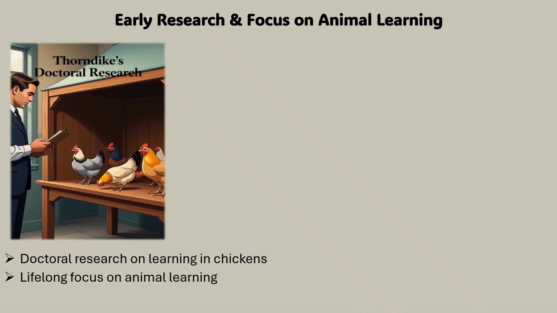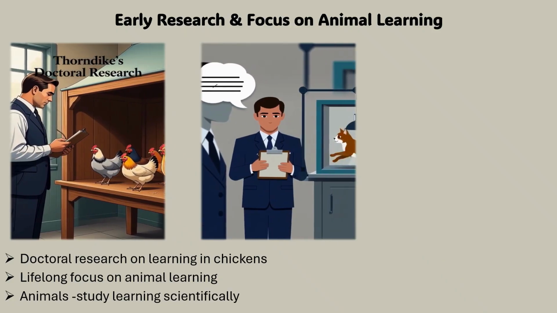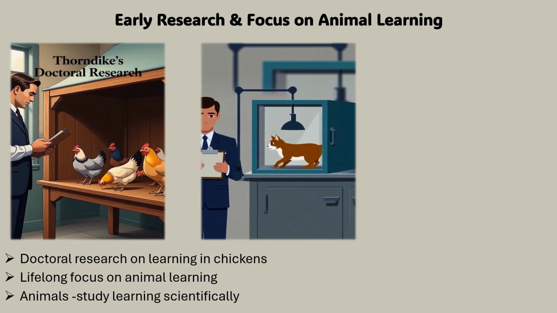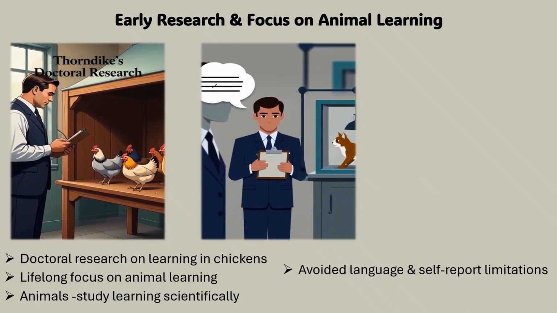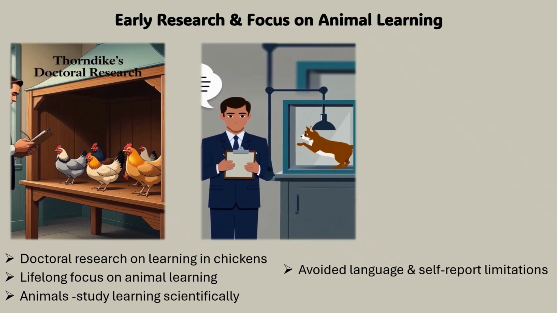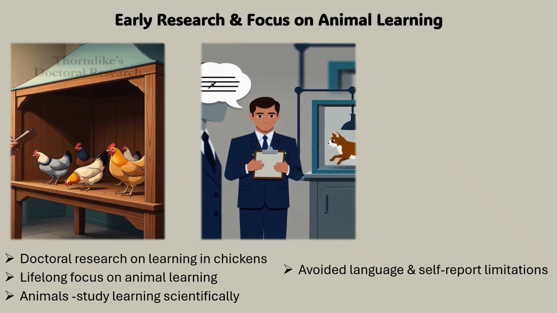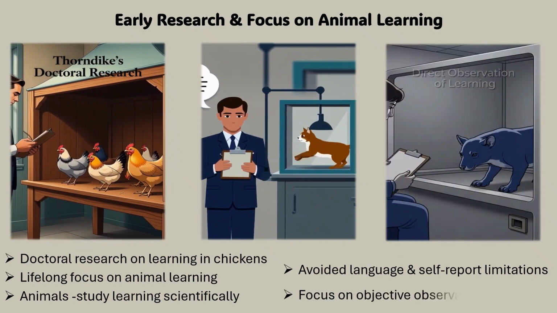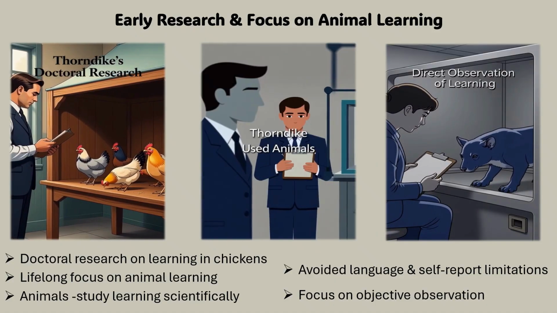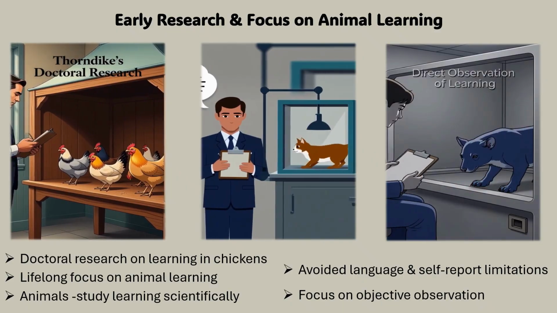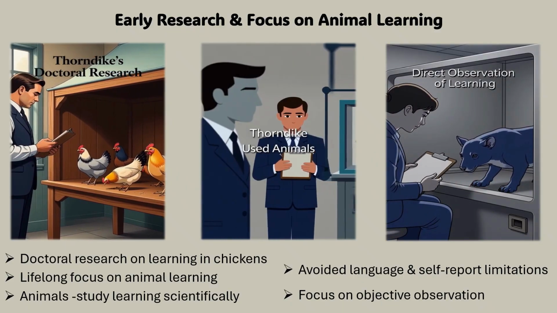He specifically chose animals as his subjects because he aimed to study learning scientifically and objectively. By using animals, he could avoid the complications associated with language, introspection, and conscious self-reporting. This approach enabled Thorndike to directly observe learning and identify fundamental principles based purely on behavior.